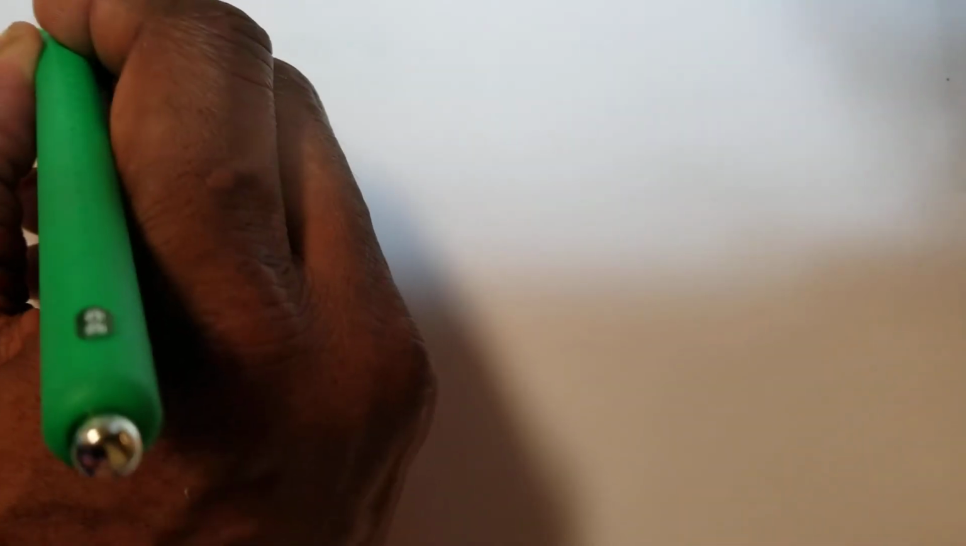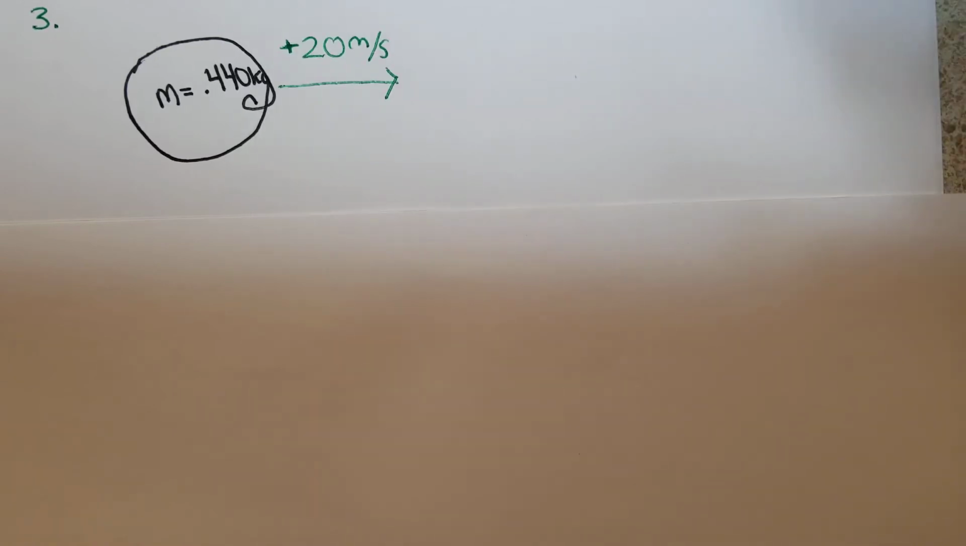So we're looking at question 3, number 3. And in question 3, it says that a soccer player hits a ball. The ball has a mass of 0.44 kilograms and it's coming at him with a speed of 20 meters per second. So I already drew in my ball and there goes my 20 meters per second.